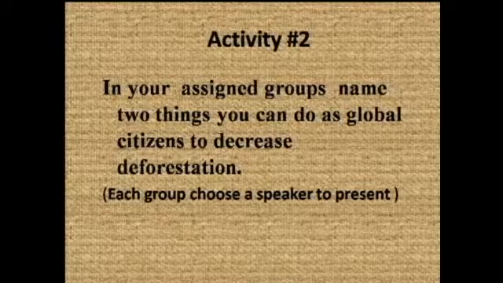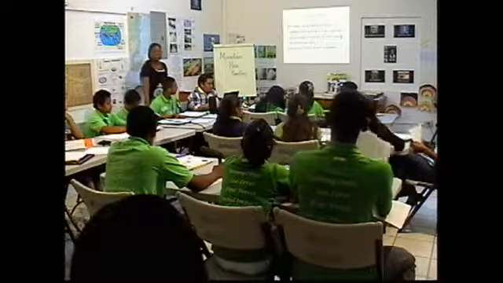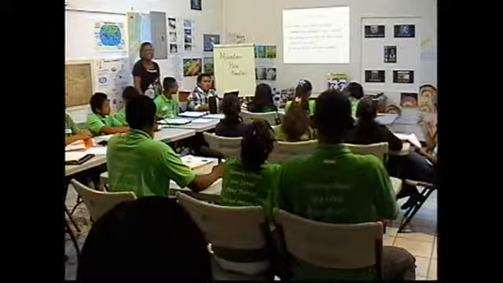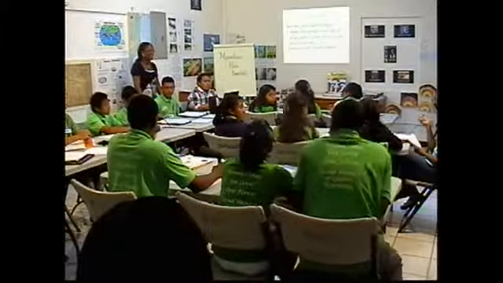In your assigned group, name 2 things you can do as global citizens to decrease deforestation. We have our speakers ready for each group. Are we ready? We recycle and plant more trees. Recycle and plant more trees. Now, let's see how many people had that in their group. Raise your hand. Most of the group had that. Recycle. How many of you had recycle?